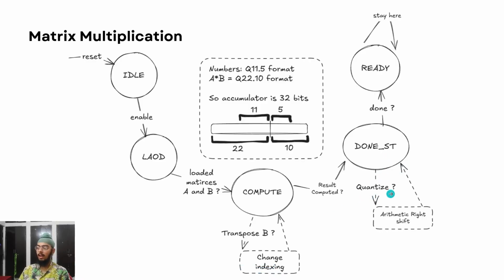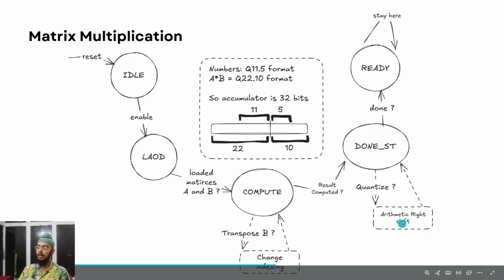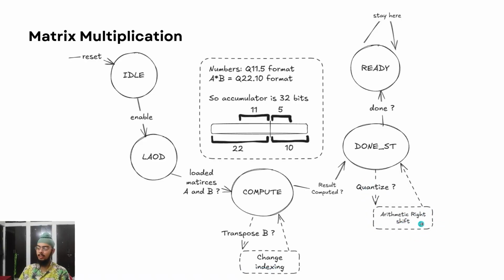And if we have to quantize, then we do the quantization process by just a simple arithmetic right shift, as we are using a powers of two quantization table. And once we are done, we stay at the ready state. Now, one thing to notice is that in our implementation, all numbers are 16-bit in Q11.5 format.